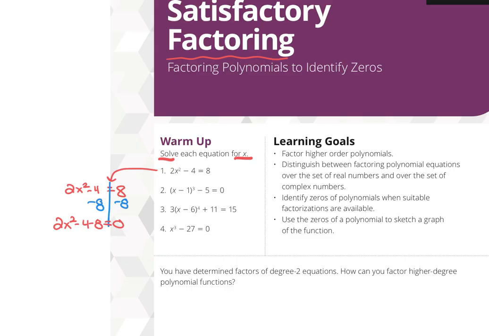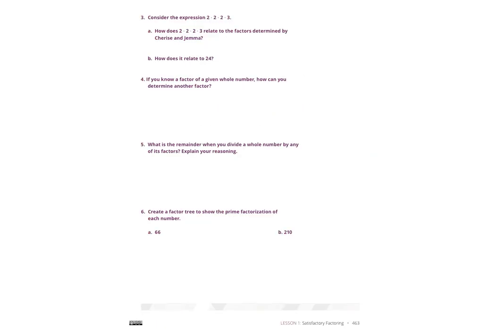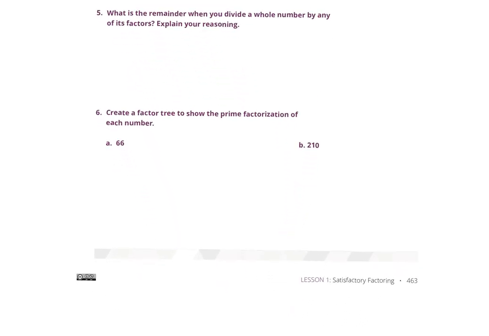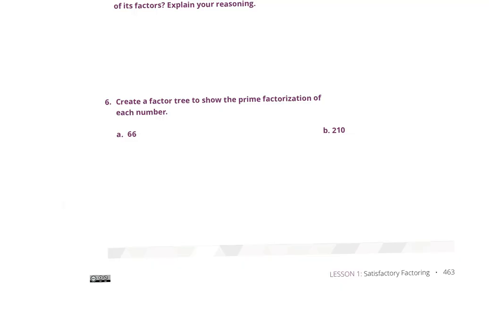So with that, we're going to skip to the next page, and we're actually going to skip page 462 and go to 463, the very last problem. It says it wants you to create a factor tree to show the prime factorization of these numbers. The beauty of this is all you have to do is think of two things that make 66. So take a second and pick two numbers that make 66. For me, it'd be 6 and 11.